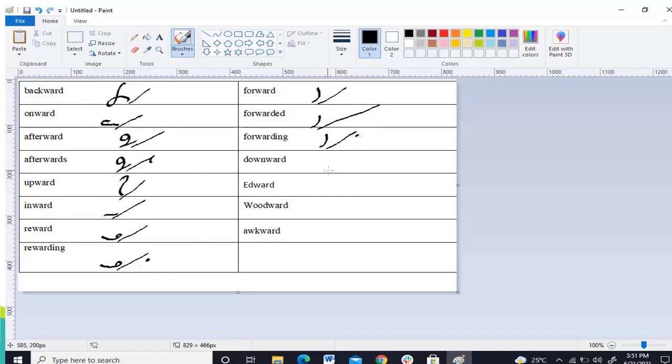Next, downward. So, we have the down, and then our word. Edward. So, we have Ed, and word, and then our capital symbol. Woodward. So, we have wood, word, and our capital symbol. And lastly, we have awkward. So, we have, ulit, word. Okay? So, yun yung ating mga word words.